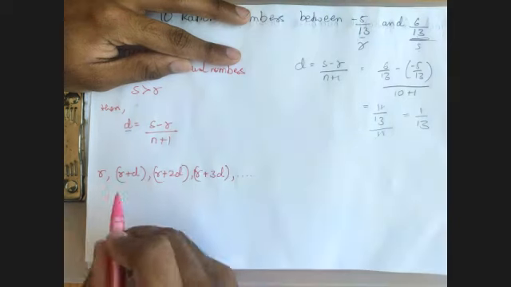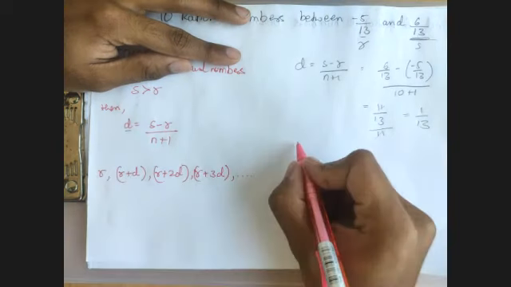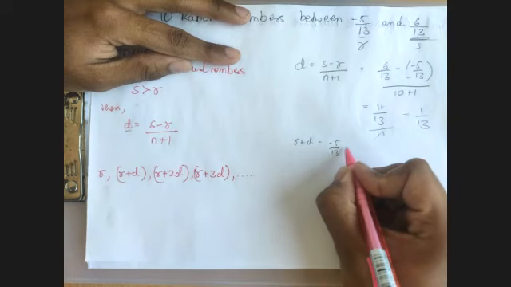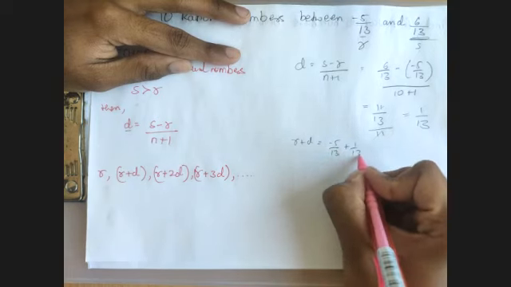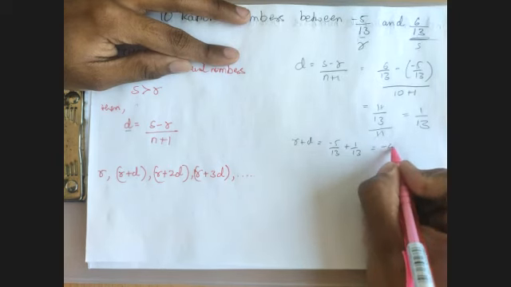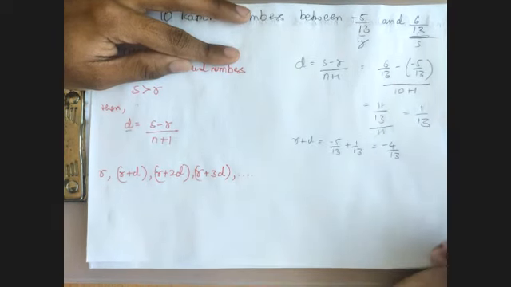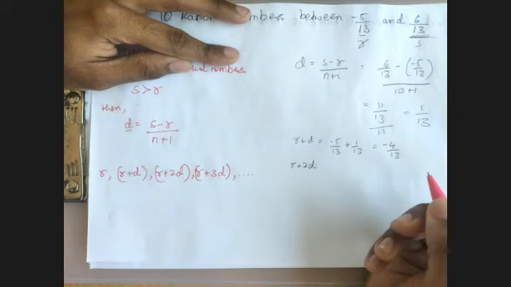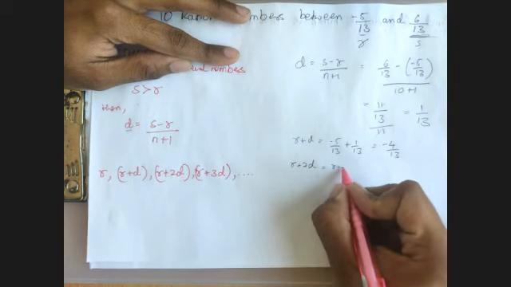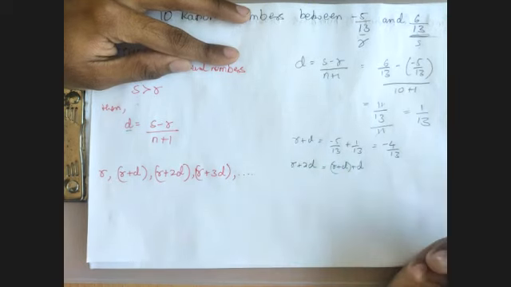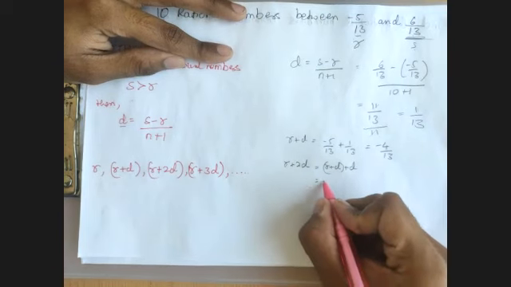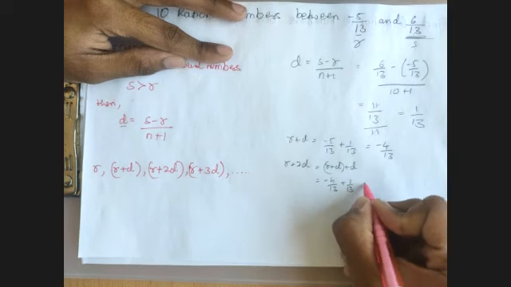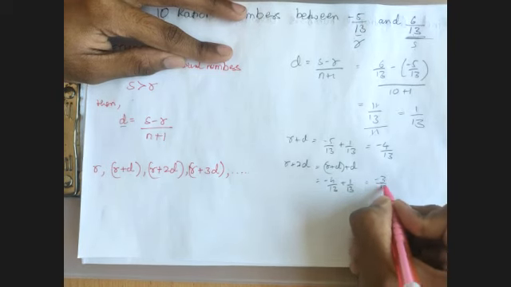So now I have to find R plus D. R plus D is equal to minus 5 by 13 plus 1 by 13. How much is that? Minus 4 by 13. Then I have to find R plus 2D, or I can do R plus D plus D. That is minus 4 by 13 plus 1 by 13, which is equal to minus 3 by 13.